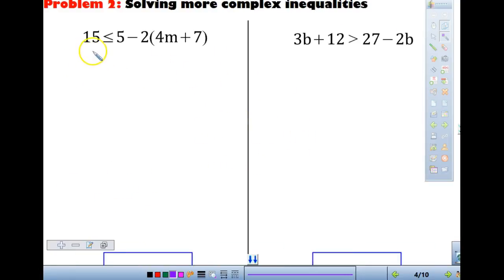Distributive property. Since this is the only side that has our variable, could we put this whole thing first and rewrite it? Because we always want to have our variable first with an inequality. We could. So let's do that. We're going to put 5 minus 2, and then it's 4m plus 7.